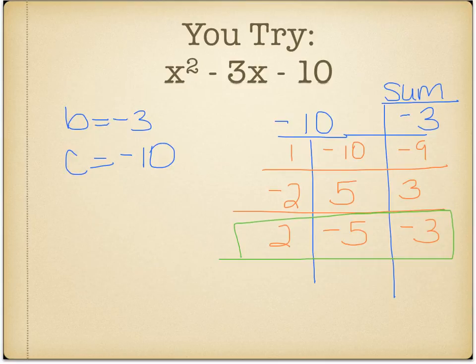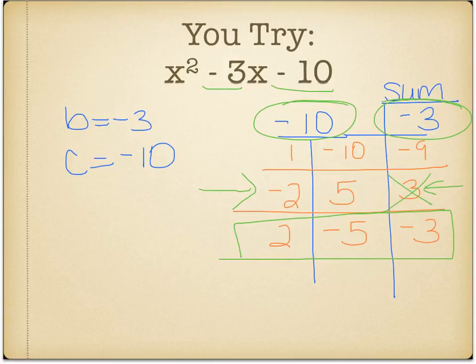Okay, your B term is a negative 3, your C term is a negative 10. So we needed factors of negative 10 that add to equal negative 3. I started out with 1 and negative 10. Those are never going to add to equal negative 3. So I went down to my 2 and 5. I started out with my negative in front of my 2. But when I added those together, I got a positive 3, so I knew that couldn't work. But when I put my negative with my 5, 2 and negative 5 gave me my result of negative 3. So my factors are going to be 2 and negative 5.